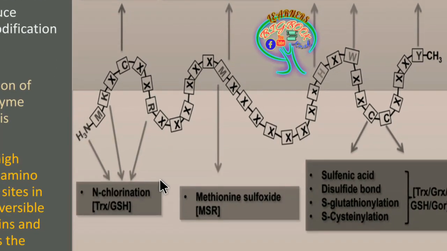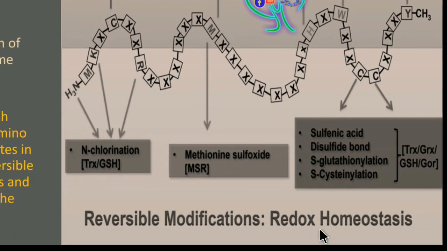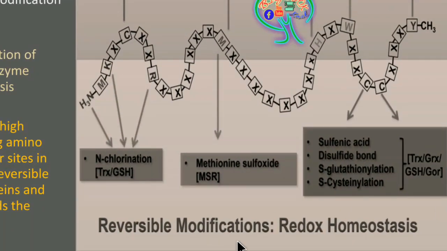Now here, these are the reversible modifications. In these reversible modifications, redox homeostasis is nothing but that there are certain mechanisms within the genome where they are going to reverse the modifications which have happened due to the reactive oxygen species. That is the meaning of this. So here, these modifications can be reversed, and there can be achieved the homeostasis, that is the normalcy of the cell and the tissue.